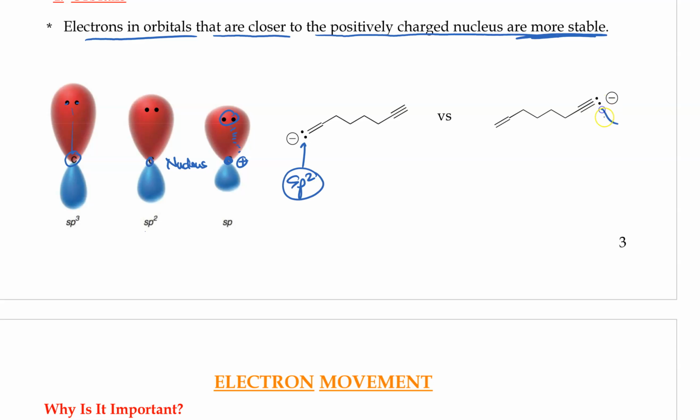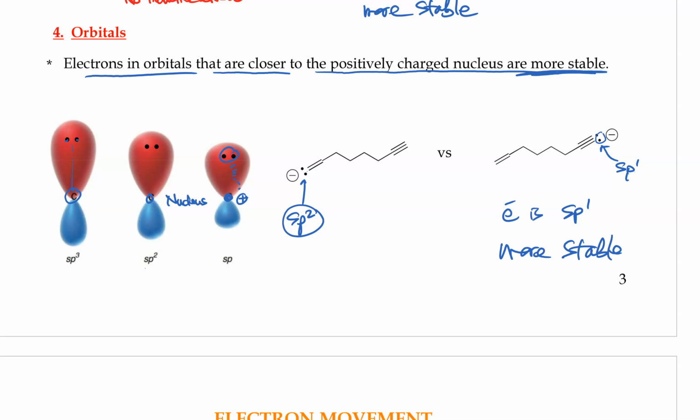Versus over here, this carbon right here has sp1 hybridization, and the lone pair of electrons is located in the sp1 orbital. And because this is located in sp1 versus sp2, this lone pair of electrons actually comes closer to the nucleus of the carbon compared to the other lone pair. And that basically makes this one right here more stable, because the electrons are in the sp1 orbital, and therefore it is more stable. So that's the effect of orbitals on electron stability.